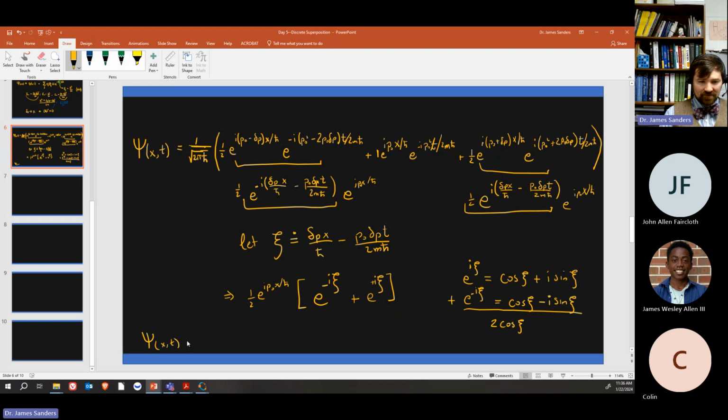Well, it means that we've got psi of x comma t is equal to, you still have this term in here, e to the i p naught x over h bar times e to the minus i p naught squared t over 2m h bar, plus, given that there's a 2 here and a half here, those would cancel, and I'm left with e to the i p naught x over h bar cosine of phi.